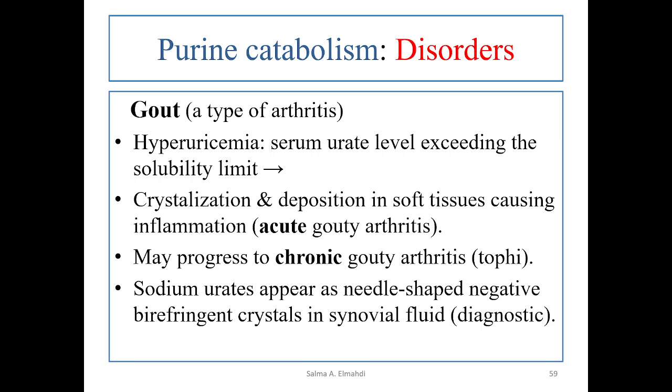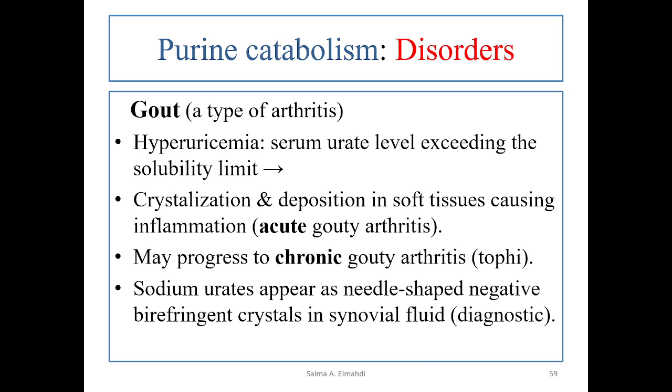Gout is famously known as a type of arthritis, that is gouty arthritis. It results from hyperuricemia. Your serum level exceeds the solubility limit. This will lead to crystallization and deposition in soft tissues, causing inflammation. It can present acutely as acute gouty arthritis, which is a very painful condition, and it may be a chronic condition progressing to what is called chronic gouty arthritis, which is also called tophaceous gout. Sodium urates appear as needle-shaped negatively birefringent crystals in synovial fluids.